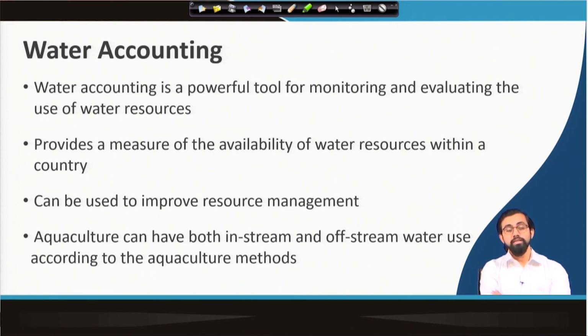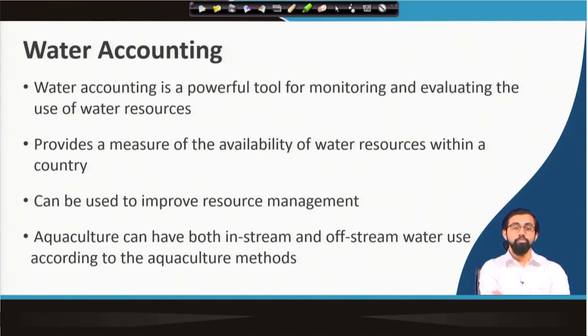It provides us a measure of the availability of water resources within a country. It can be used to improve resource management, as I told you, by developing infrastructure for proper management of the water that is already available in your country, or the water that is supplied or imported from other countries, and how you can properly utilize it so that the minimum amount of loss happens and you can achieve the maximum economic benefit in a particular financial year.